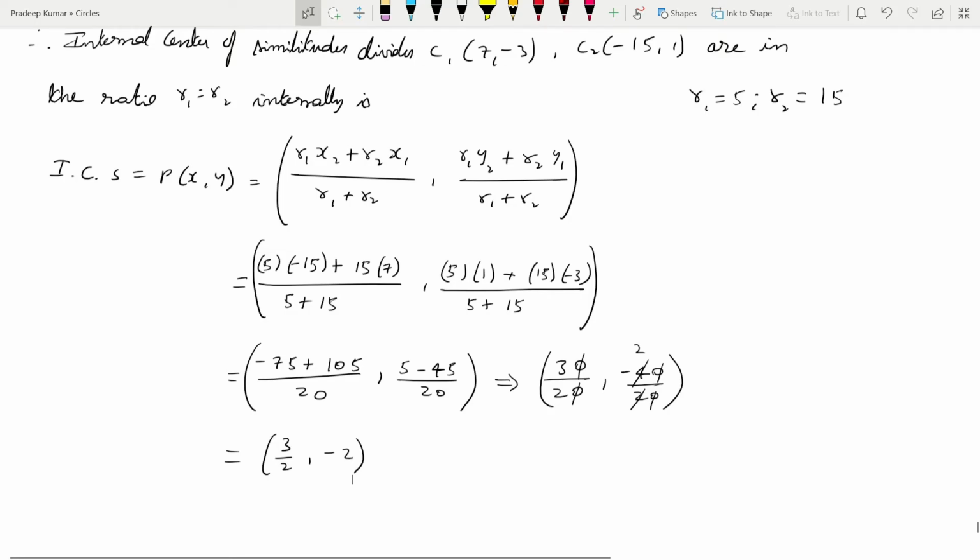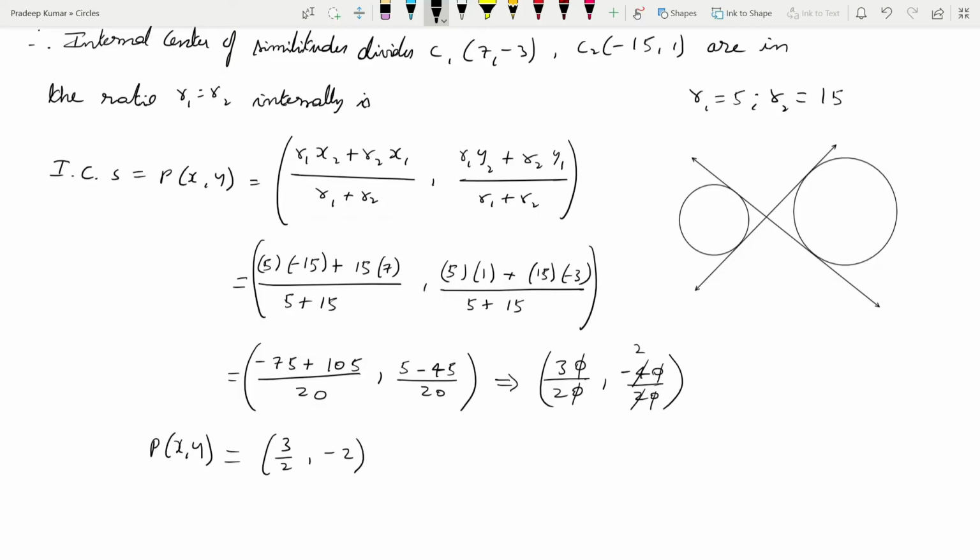So this is the internal center of similitude which we got, where the point we have taken as Px comma y. This is the figure we could observe for the internal center of similitude. This is the point P, we can write this as 3 by 2 and minus 2. So P is the point 3 by 2 and minus 2, which is the internal center of similitude which we got.